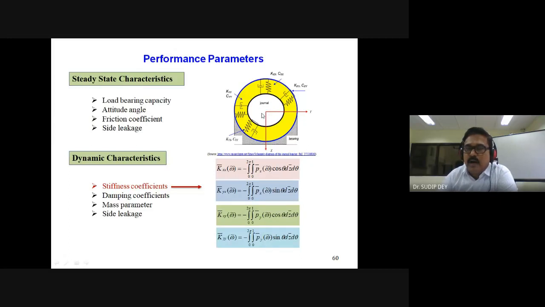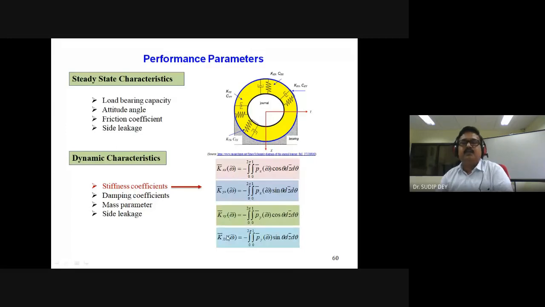So that's why this journal is considered as a mass, with a spring-mass linkage in between. Here we are considering viscous damping, so that's why we consider the damping coefficient later on. First is the spring stiffness. So the stiffness will be kxx, kyx, kxy, and kyy.